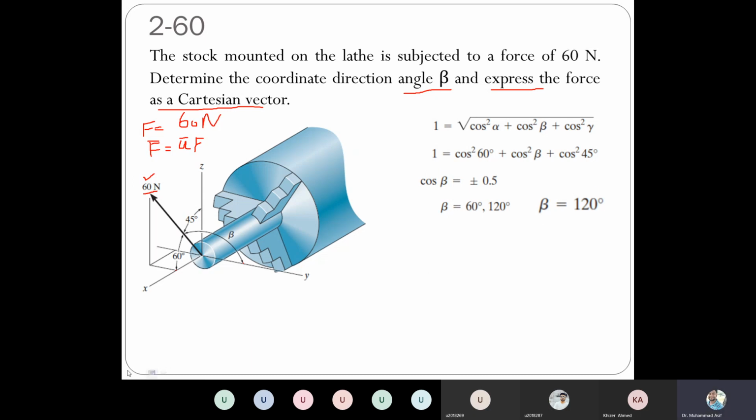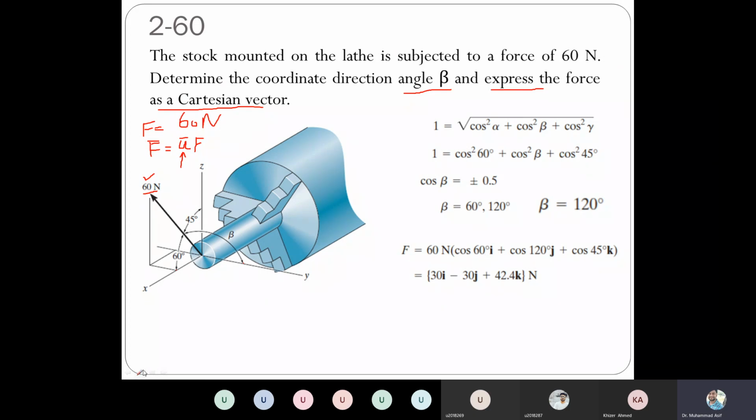The second part is to calculate the force as a vector. So first of all, we need a unit vector. How can we get a unit vector if we know the angle? Simply cos alpha i plus cos beta j plus cos gamma k. So using that, cos alpha i, cos beta j, that's the unit vector.